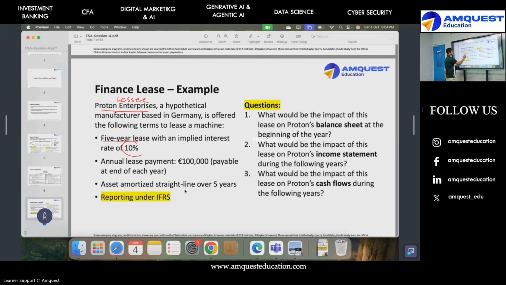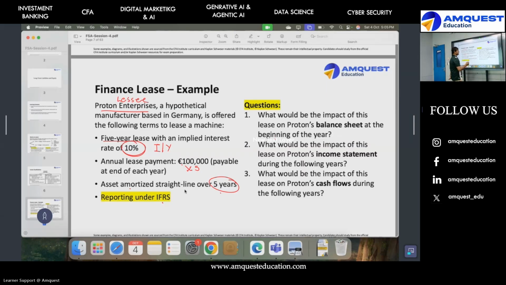This is the interest yield on your computer. He is paying 1 lakh. Obviously, you realize 1 lakh for 5 years is equal to 5 lakhs. Asset, straight line, this is fine. This you have done because you are reporting for 5 years, right? The question is, what is the impact? What will he record at the beginning of the year?